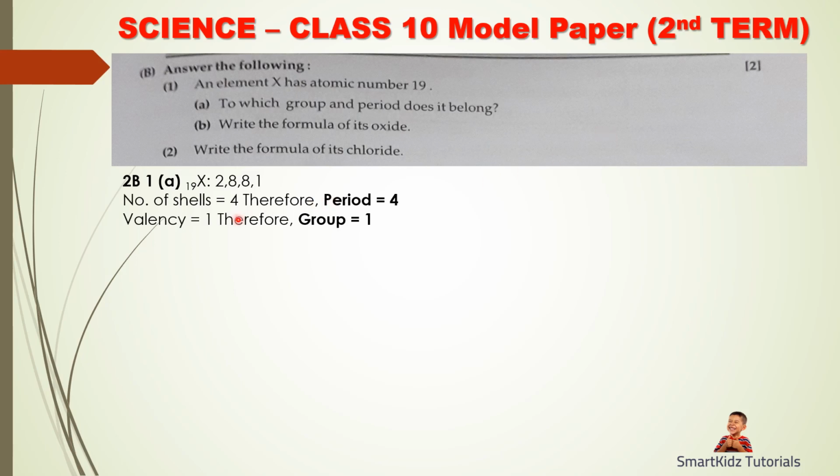So the electronic configuration is 2, 8, 8, 1. For those who do not know how to get this electronic configuration, you will be able to find the video in the description box giving you a detailed explanation of how to get the electronic configuration. Just briefly, if you add up all this, 2 plus 8 plus 8 plus 1, you get 19.